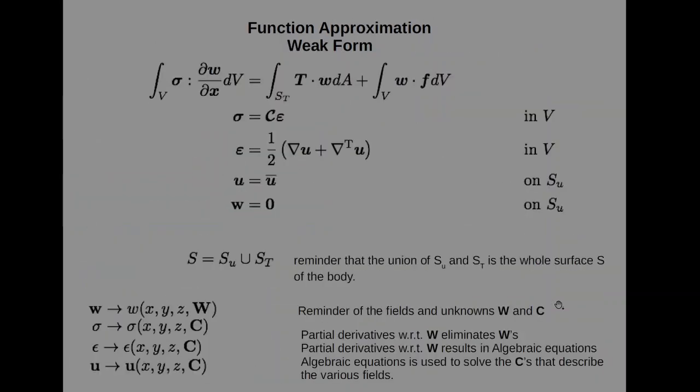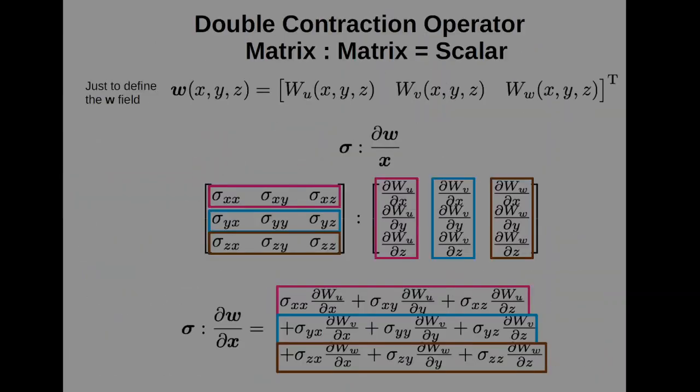Let's check. So this double contraction operator is just as follows. I'm just defining a W field, again, making sure it's understandable. There's the W related to the U displacement, V displacement, and W displacement. This is now with a transpose. It typically would be a column vector. The transpose allows me to write it as a row vector. And now I can say, this double contraction operator, what does it do?